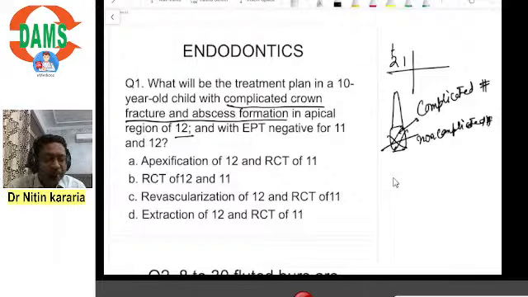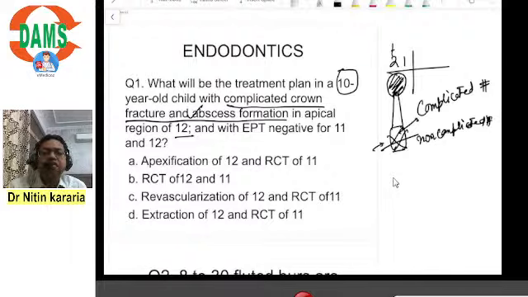So managing and restoring such cases is really difficult, and moreover it is saying that there is abscess formation in the apical region of 1-2. There is formation of periapical abscess in the region of 1-2, and if you look at the age of the child, he is just 10 years old. So if we talk about the eruption sequence of the maxillary permanent teeth, the central incisors are the first to erupt in the oral cavity at around 7 to 8 years of age. The lateral incisors come at around 8 to 9 years of age.